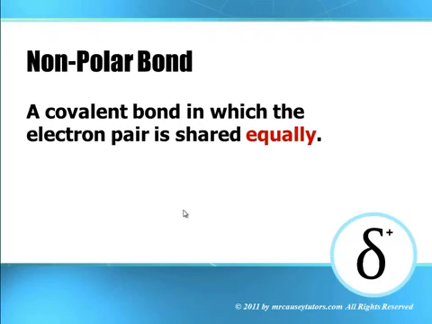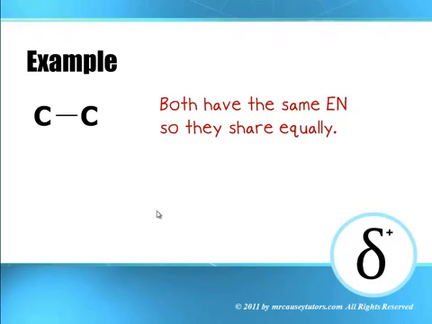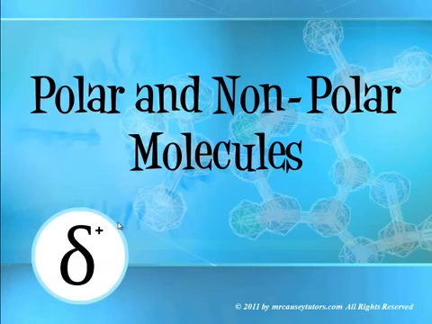A nonpolar bond is a covalent bond in which the electron pair is shared equally. Nobody has it more than the other. Their electronegativities are either the same or very close. An example of that would be a carbon-to-carbon bond, or an oxygen-to-oxygen, or a nitrogen-to-nitrogen. Both have the same electronegativity, so they share the electrons equally. Nonpolar. Now let's talk about polar and nonpolar molecules.